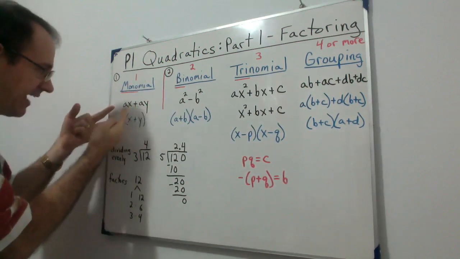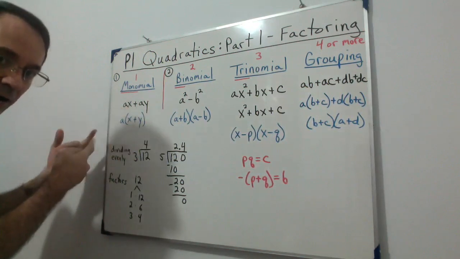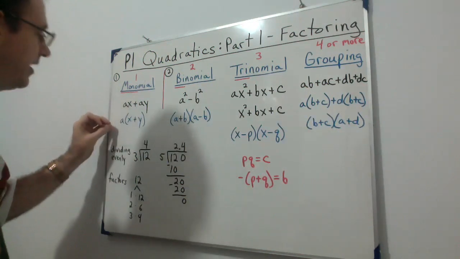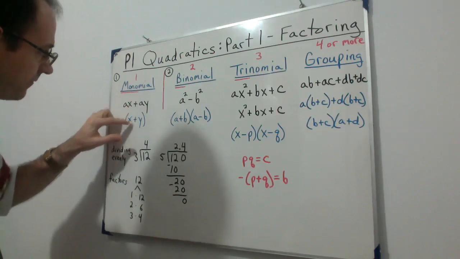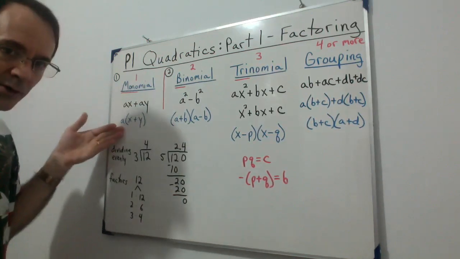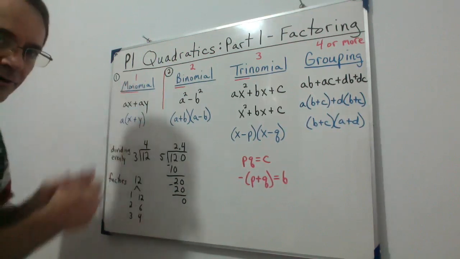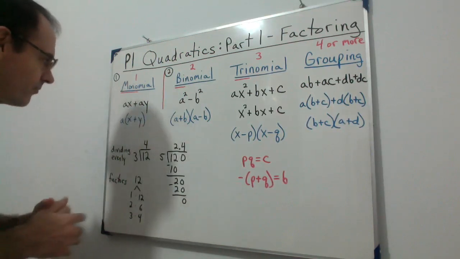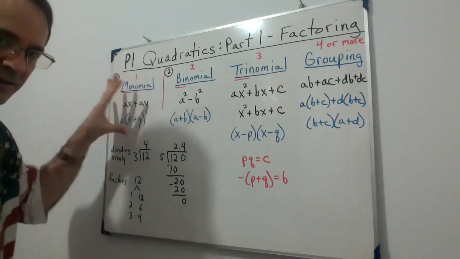So that means the A can be divided out. And when you divide out the A, the X is left and the Y is left. And so this is an example of monomial factoring in a general expression here. So that's going to be the first thing that we look at.